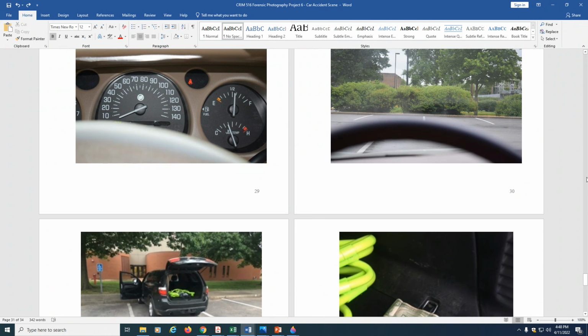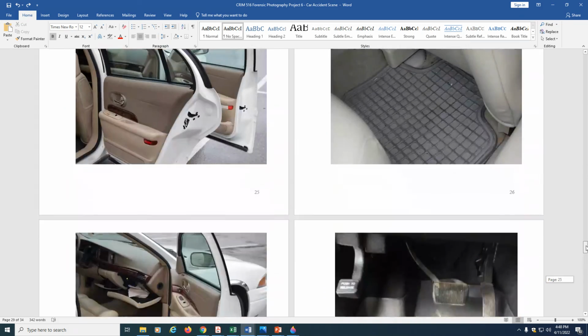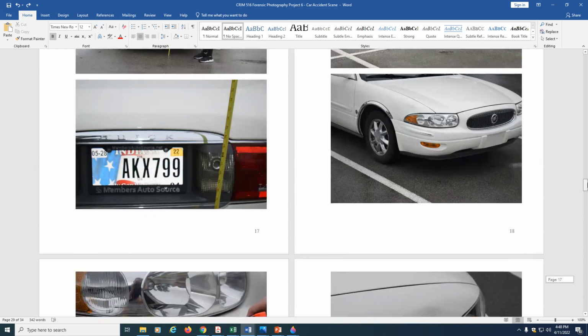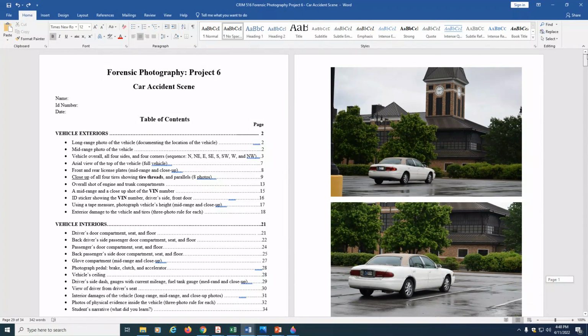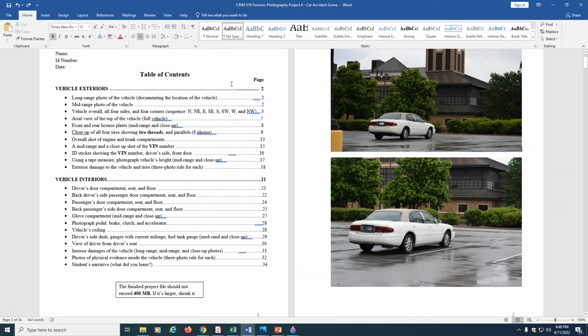The accident, yes, there are more pictures involved with this than there were with your homicide, but that's kind of like the next thing. Like I said, stepping it up a little bit. But this right here, I will make this particular project available to you, or at least a table of contents.